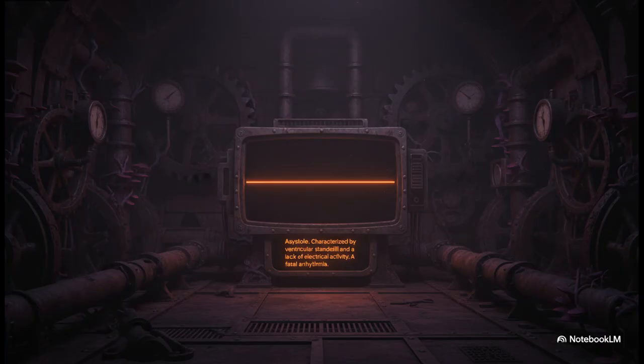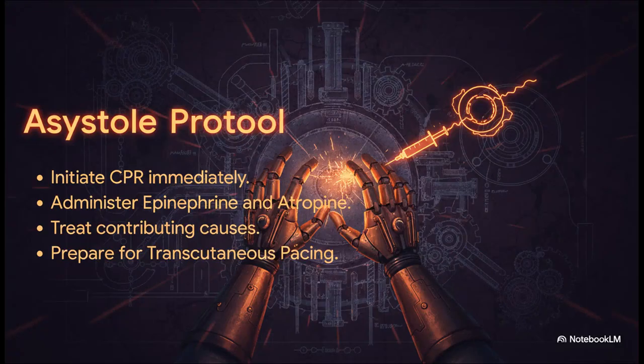And then, the alarms just fall silent. The console shows only a flat, dead line. Asystole. This is the most dire alert you can possibly get. There is no electrical activity. There is no mechanical activity. The Aether Heart engine is offline. You cannot shock a flatline. Let me say that again. You cannot shock a flatline.